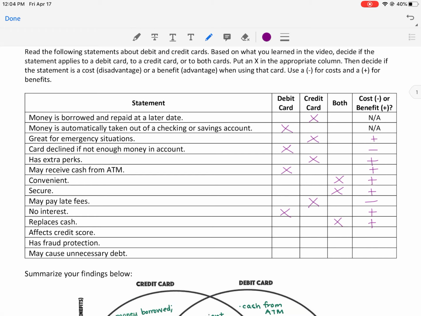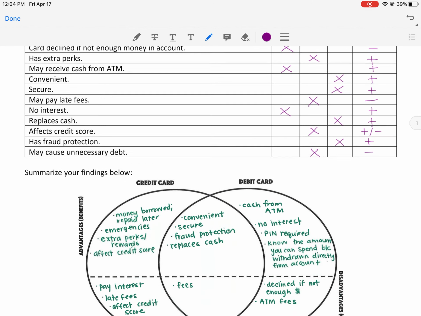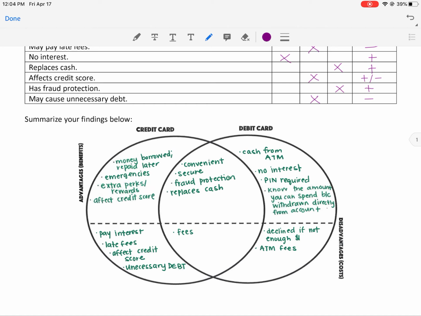Credit cards are the only ones that are going to really affect your credit score. And that can be good or bad, depending on whether or not you are building good or bad credit. Both have fraud protection, which I'd say is a good thing. And your credit card is probably more likely to cause you unnecessary debt, which I'd say debt is generally a bad thing. This Venn diagram below is just another way to look at what we wrote above, but it has it organized a different way. You can see a little bit easier what applies to both, etc.